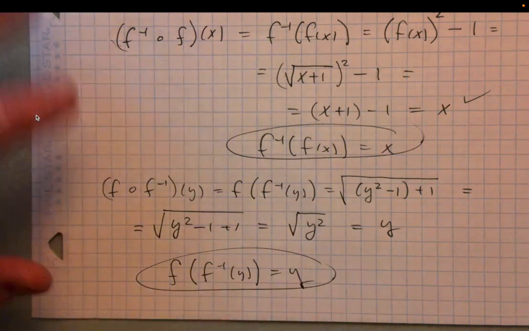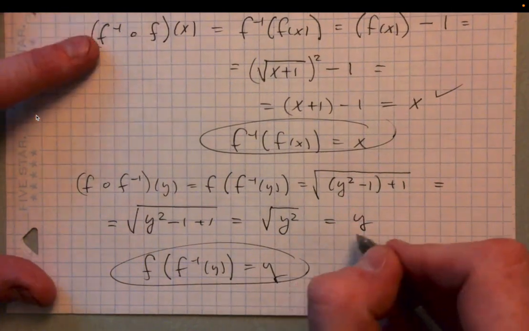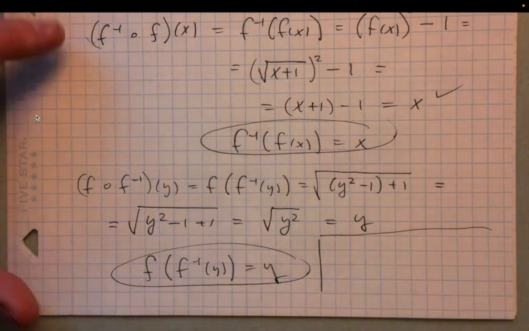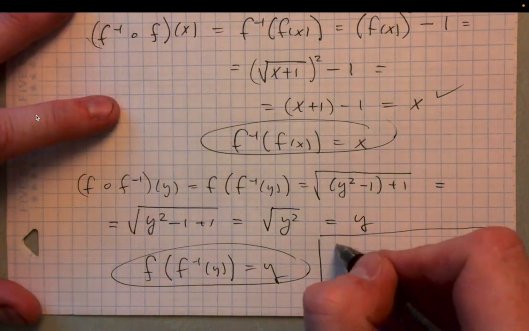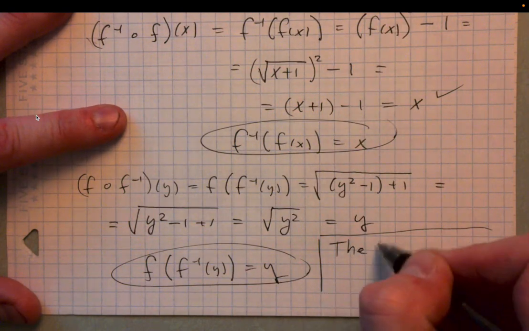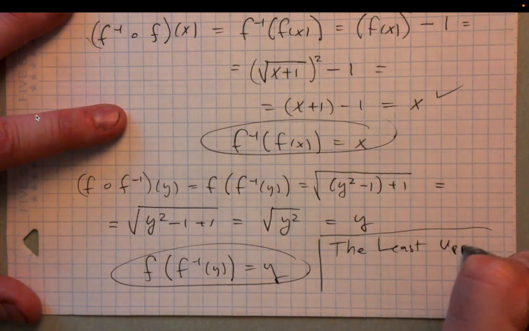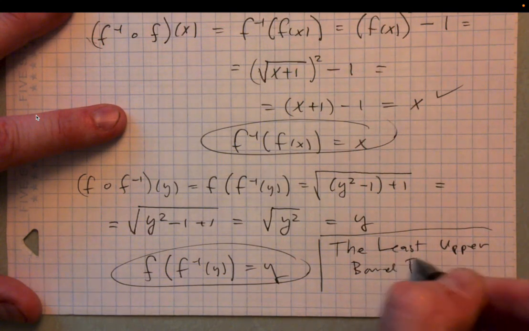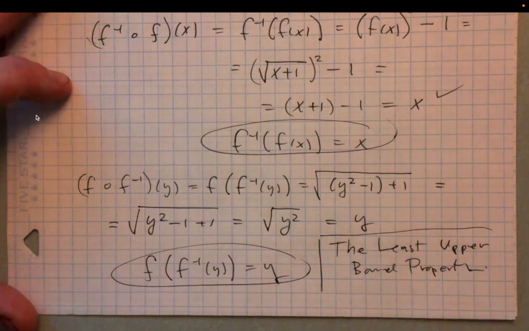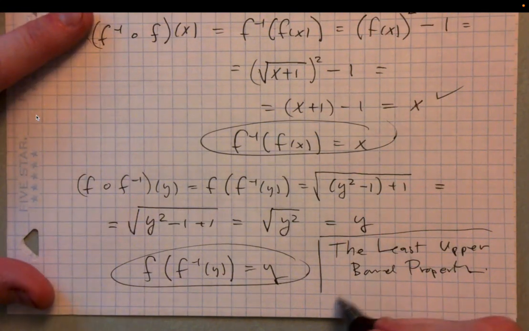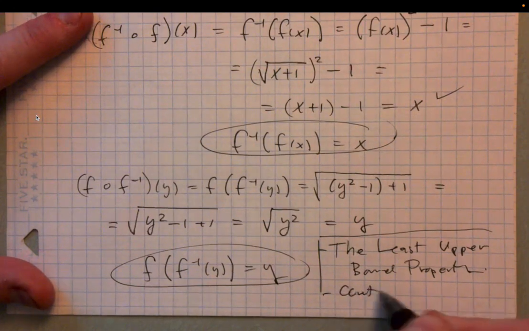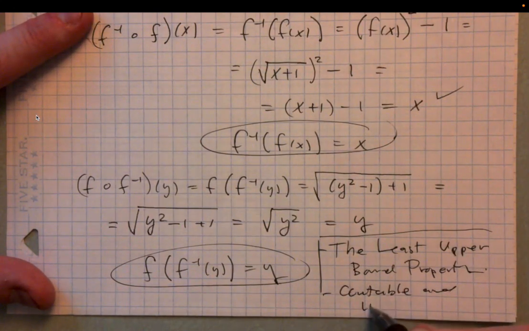So next time, in the next lecture, we're going to start our analysis material. Next time we'll talk about the all-important least upper bound property. And this is going to be a key property of the real numbers that we will use all the time. And then after that lecture, we're going to get into the very interesting section on countable and uncountable sets.